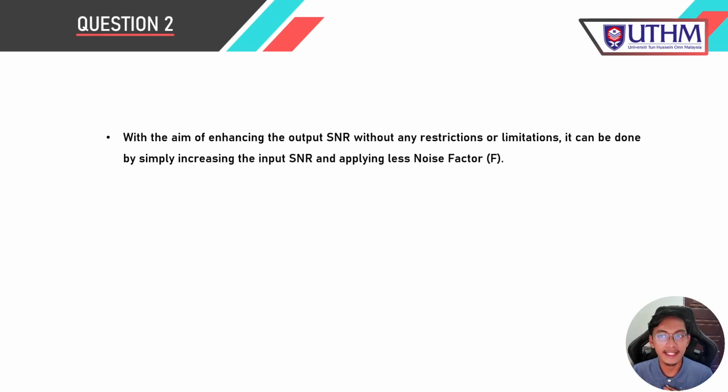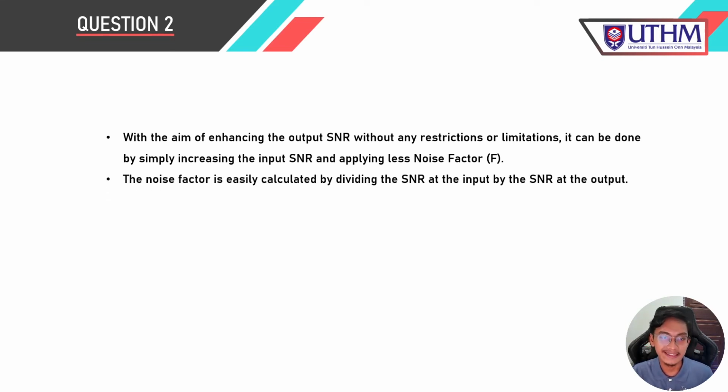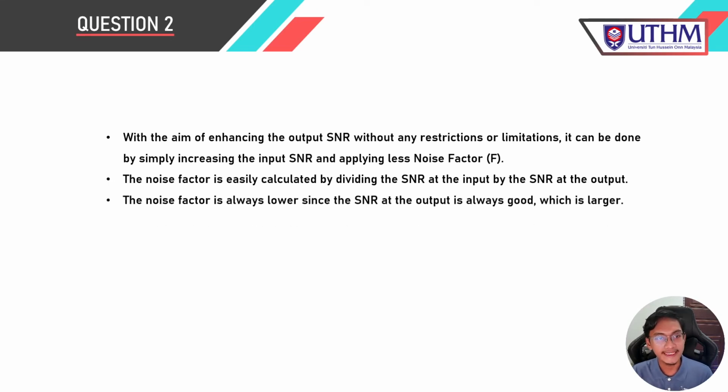or limitation. It can be done by simply increasing the input SNR and applying less noise factor, which is represented by the symbol F. The second one is the noise factor is easily calculated by dividing the SNR at the input by the SNR at the output. Later on, I will show the equation. And the third point is the noise factor is always lower since the SNR, which stands for signal noise ratio, at the output is always good, which is larger.